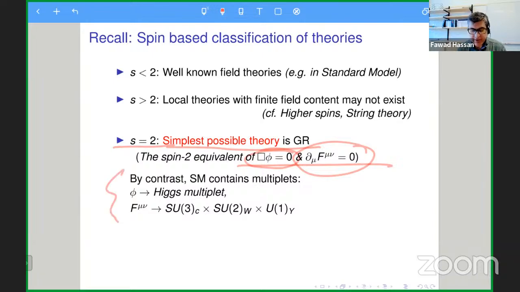By contrast, if you look at the standard model of particle physics, then you have all kinds of structure: the scalar field comes as a Higgs doublet, then you have the gauge multiplet structure, etc., and you need all of that to give you a physical theory.